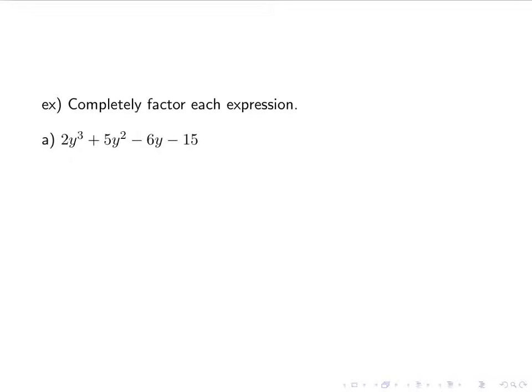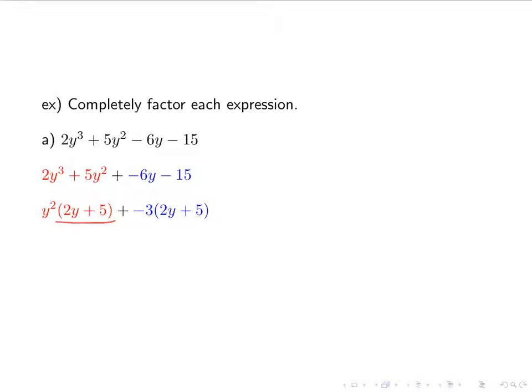2y cubed plus 5y squared minus 6y minus 15. So again, I have 4 terms. There's no GCF, so I'm going to group them into groups of 2. 2y cubed plus 5y squared, and then negative 6y minus 15. If I look at my first group, I have a GCF that involves my variable, and if I look at my second group, my GCF involves a negative 3. So I pull out my y squared from my first group, I pull out a negative 3 from my second group, and then you ask yourselves, well, what do my now 2 terms have in common?